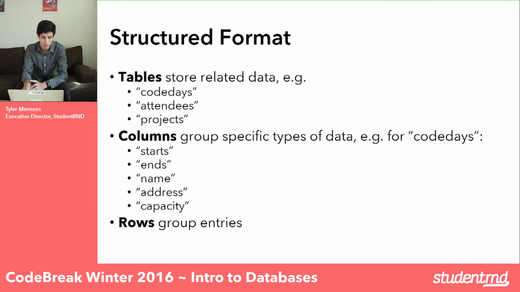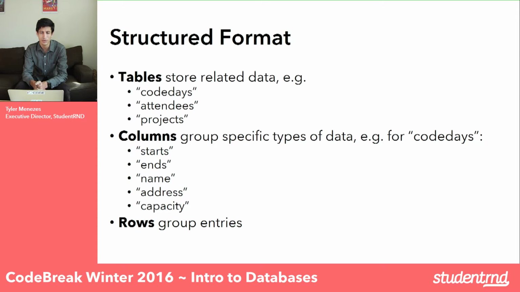I want to just bring up a few quick terms because we're going to be talking about them throughout the rest of the thing. They're really important. I think they're somewhat intuitive, but it's worth going into. Tables store related data. So for CodeDay, for example, if I'm doing something for managing CodeDay registrations, maybe code days is a table, attendees is a table, projects is a table. They're related types of data.